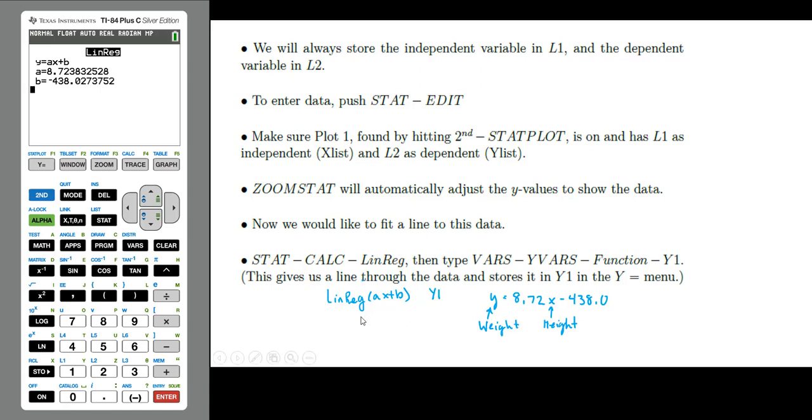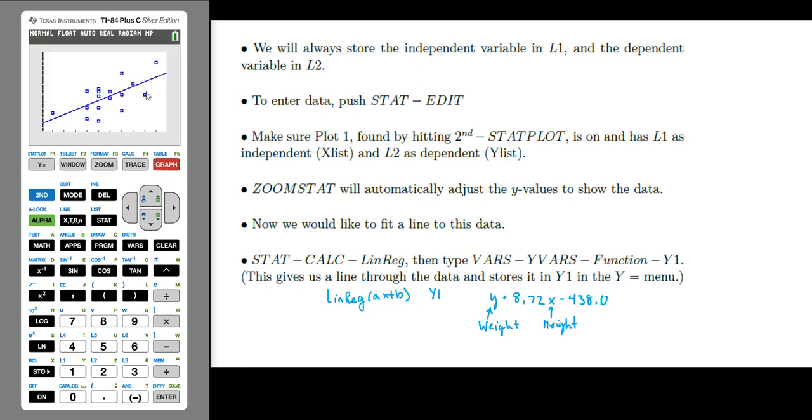And now if I go back to the graph, I hit graph again, it has the line going through it. And so by typing y1 in after linreg ax plus b, basically that stores the equation we come up with in y1 so that it'll show up on the graph for us. Okay, so there's our line passing through our data set.